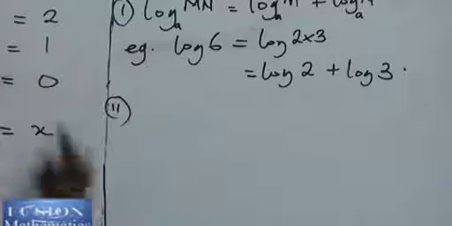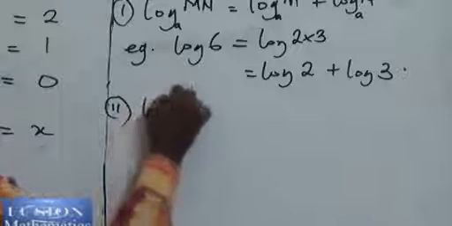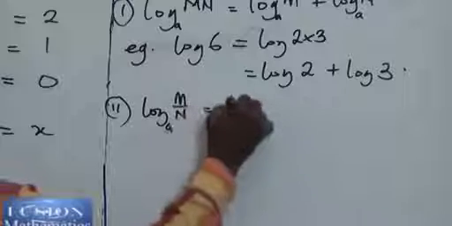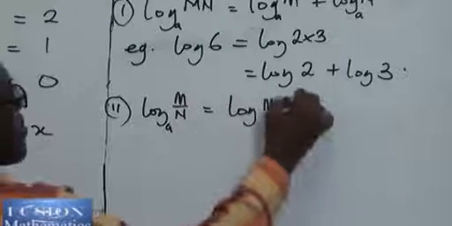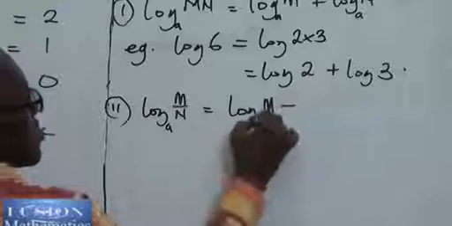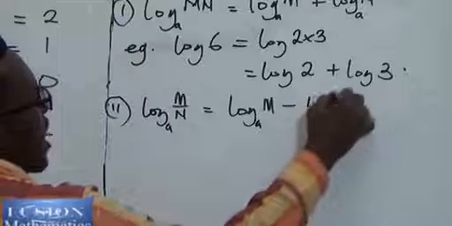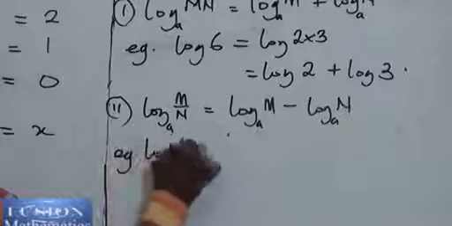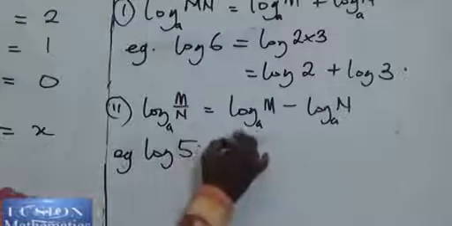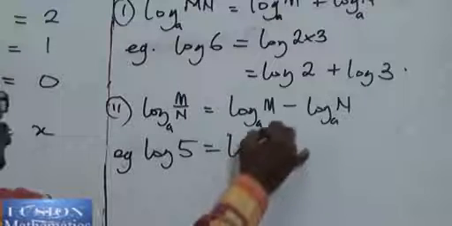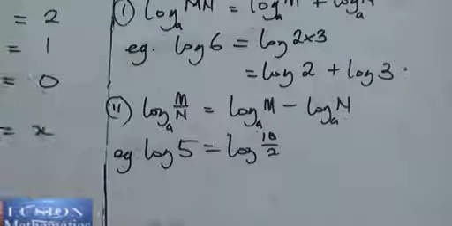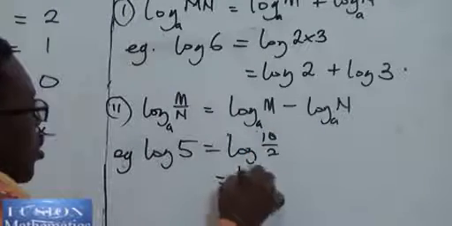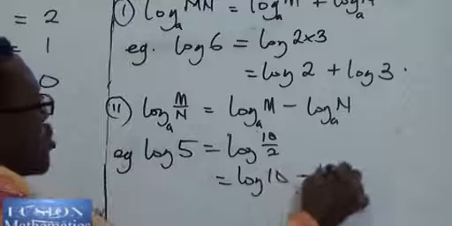Second law, we have log m over n dividing each other. This will give us log m base a minus log n base a. For example, if we have log 5, log 5 is the same thing as log 10 all over 2. Now we separate each one of them like the law by putting a minus sign. So this will be log 10 minus log 2.